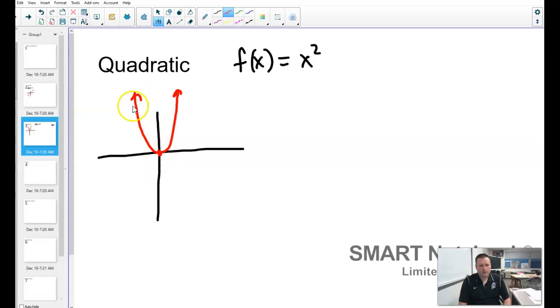This point is what we call a vertex. We'll talk more about that later, but there's the shape. So whenever you have the shape of a U, or it can be upside down, it can be that way as well. So there's my parent equation, there's my parent graph. Okay, so that is a quadratic.